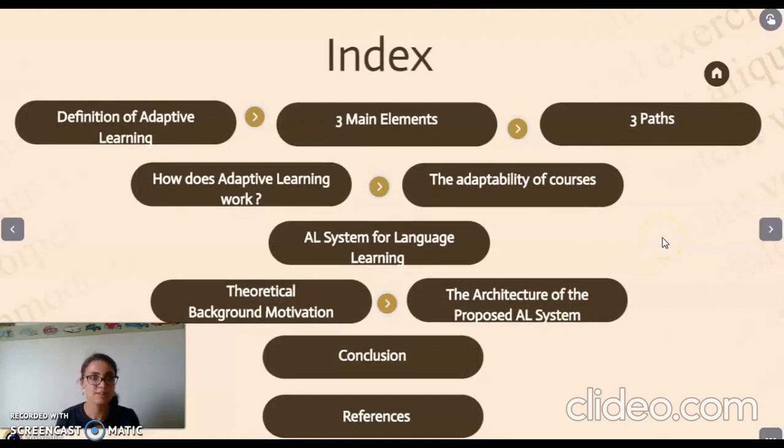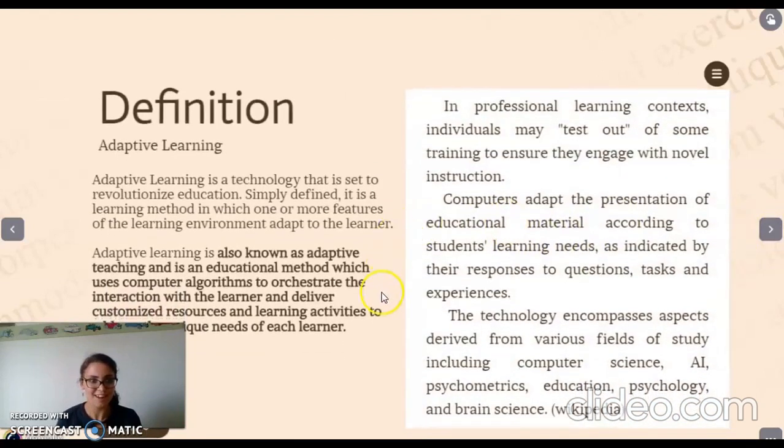We will speak about what adaptive learning is, what the three main elements are, and the three paths. What are these, and how does adaptive learning work, what is the adaptability of courses. And the adaptive learning system for language learning is our topic. What is the background motivation and what is the architecture of the proposal of an adaptive e-learning system? I can't speak on this topic because Nurgul will explain it to you. And let's go. We start.